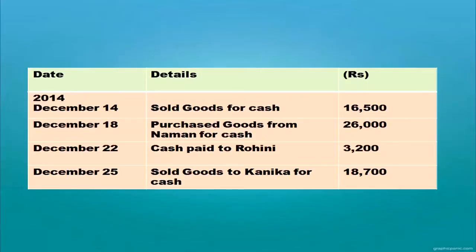Some more transactions. Sold goods for cash: cash account debit to sales. Purchased goods from Naman for cash: purchases debit to cash. Cash paid to Rohini: Rohini debit to cash. Sold goods to Kanika for cash: cash account debit to sales. Let me see how this is coming in the cash book.